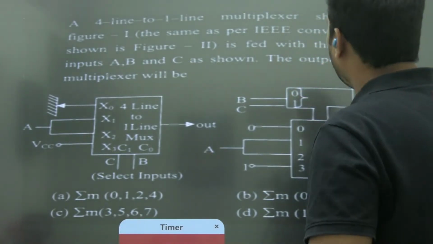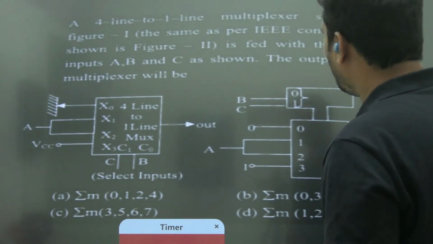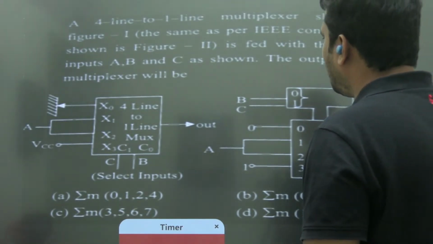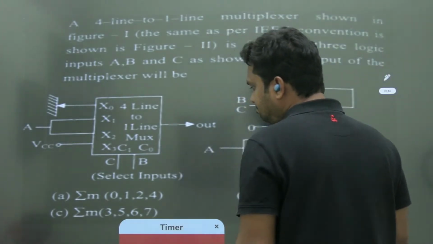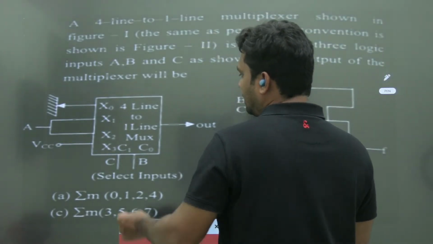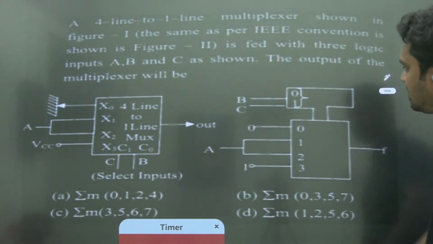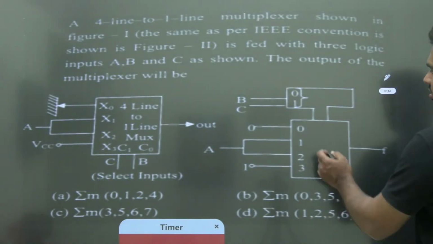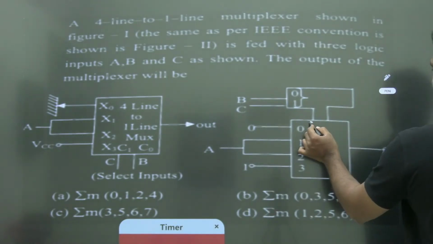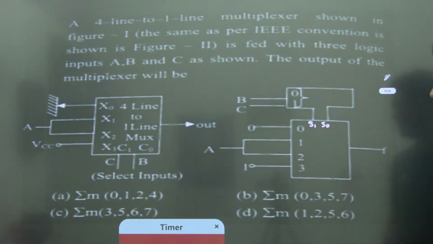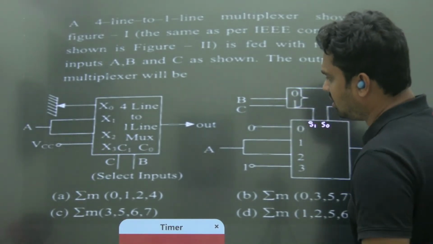So you have a 4 by 1 mux shown in the figure, same as IEEE convention shown in the figure, fed with 3 logic inputs A, B, C as shown. The output of the mux will be. What is the output of the mux? Here, one way is to represent IEEE standard. This is how it will be represented. And again, it is same. This is your S1, S0. Whatever may be, the rule is same. S1, S0 are 1, 0. First position, next position, CD. So what is the output here?